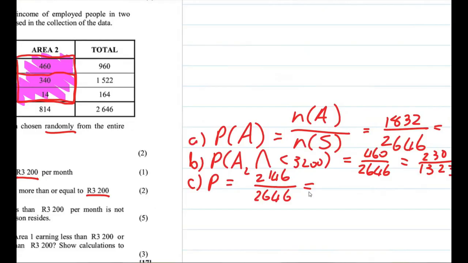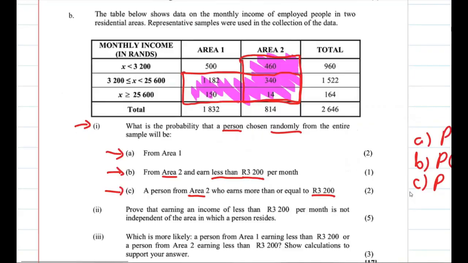How much is that? As a fraction, it's 1,073 over 1,323. And as a decimal? 0.81. Now, just before we go on, why did we color in both those blocks?